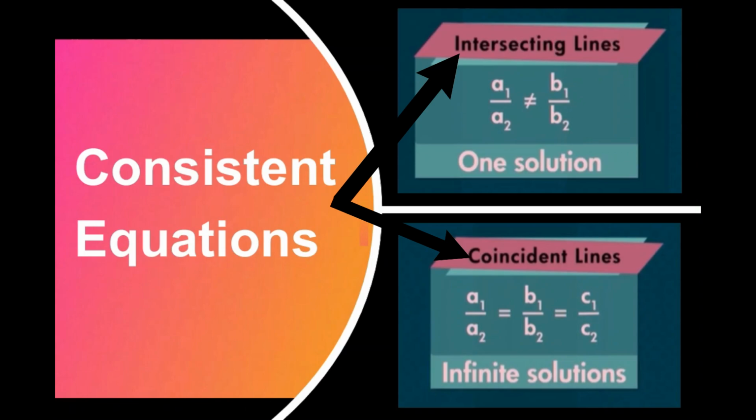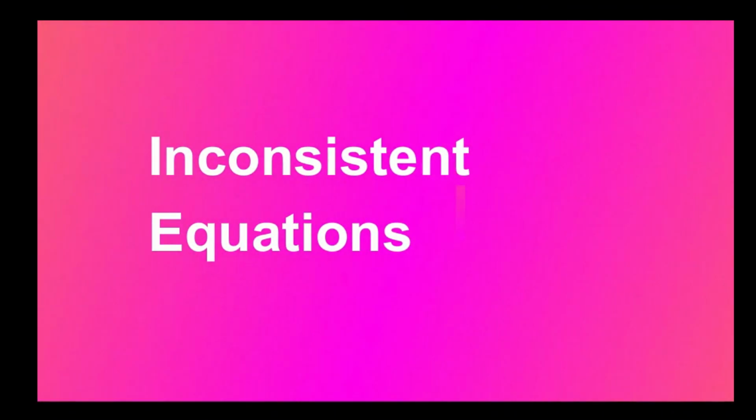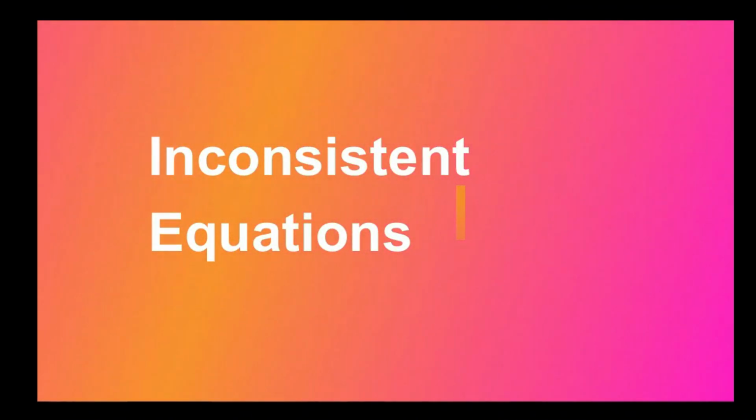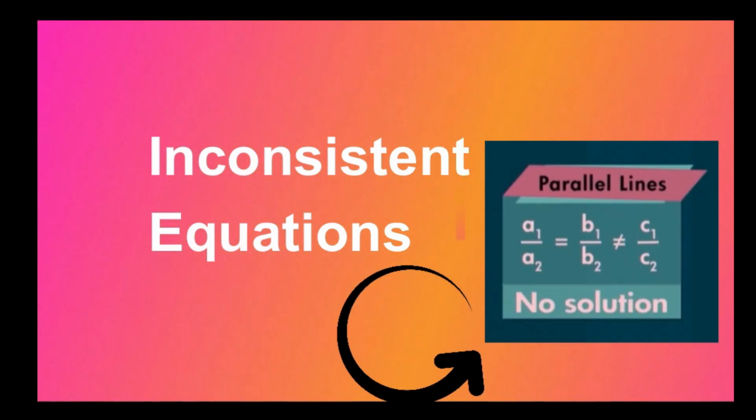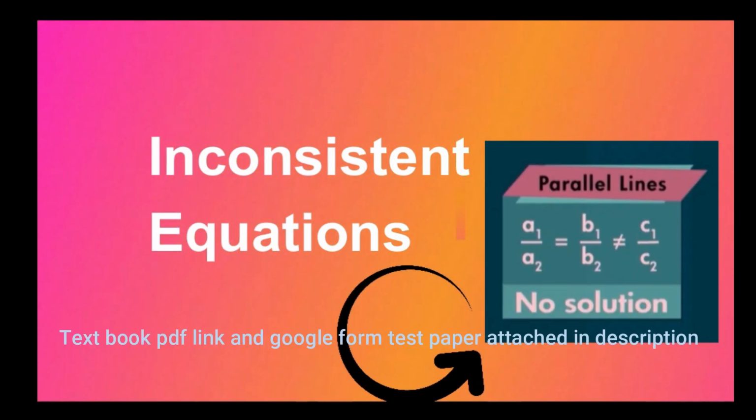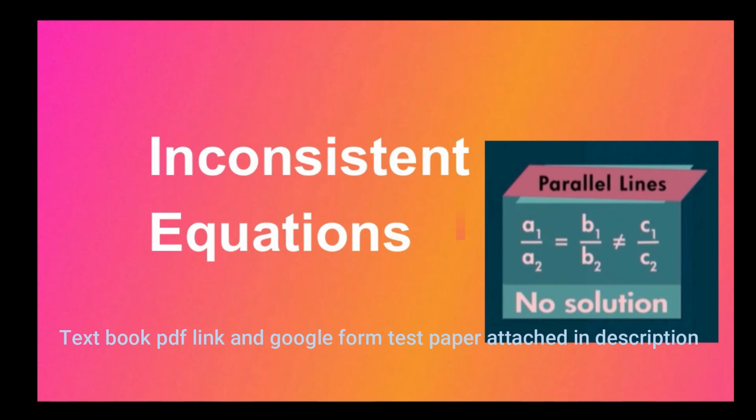Consistent equations are the equations which have solutions. Intersecting lines are consistent because they have one solution. Also coincident lines are consistent because they have infinitely many solutions. Inconsistent equations are the equations which have no solution. Example, parallel lines. Parallel lines have no solution, so parallel lines are inconsistent.